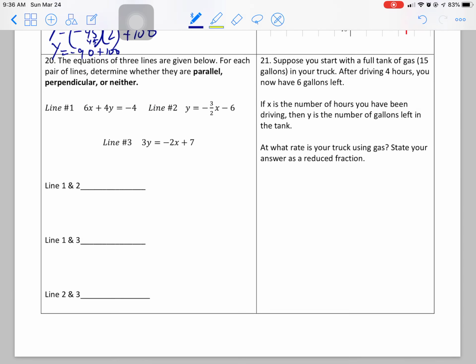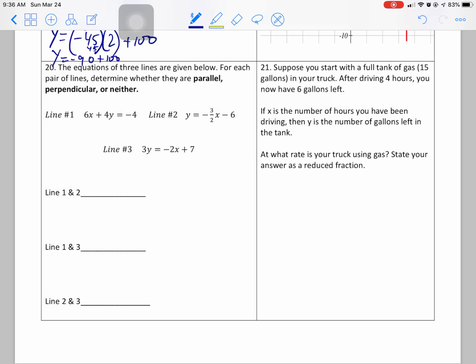Okay? All right, equations, 3 lines are given. Determine whether they're parallel, perpendicular, or neither. So step 1, we need to figure out the slope for each one. So we need to move the x to the other side. 4y equals negative 6x minus 4, divided by 4.